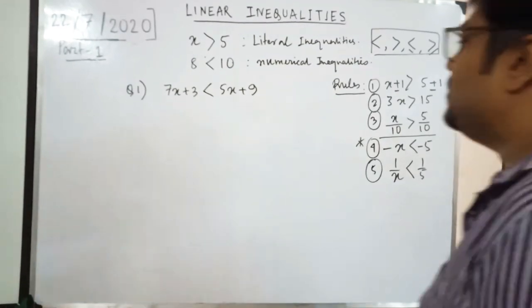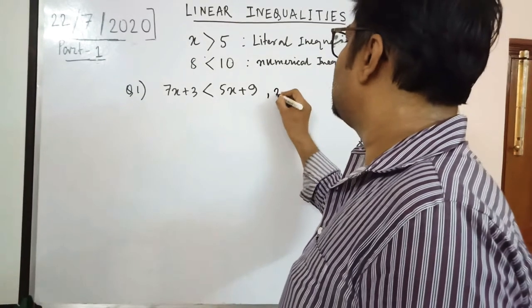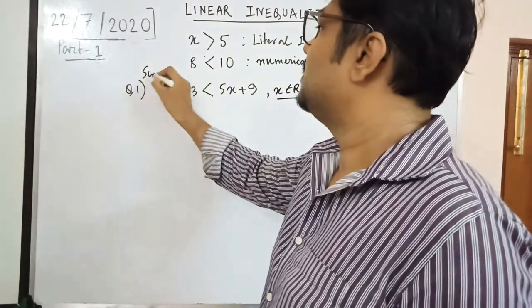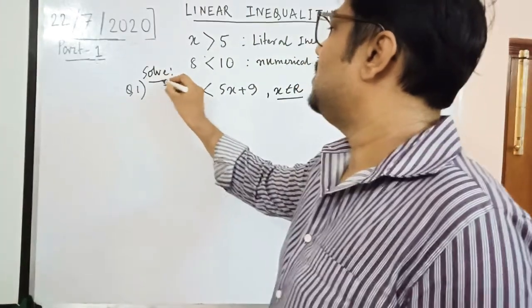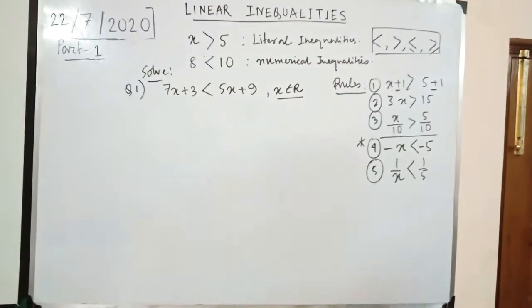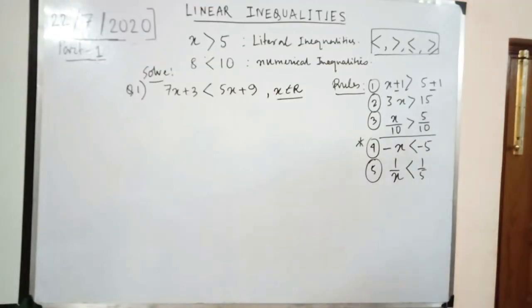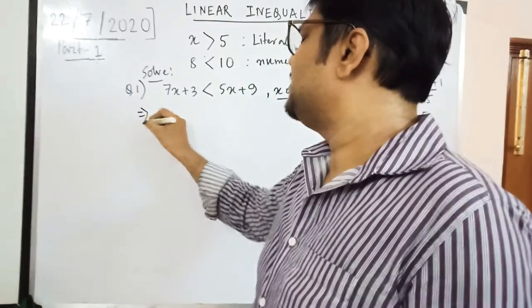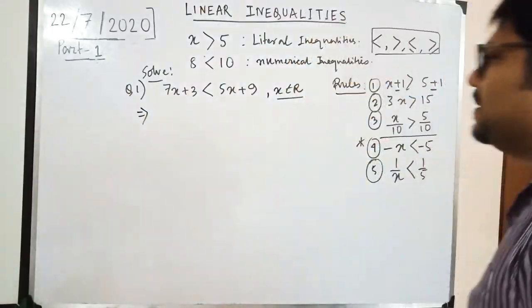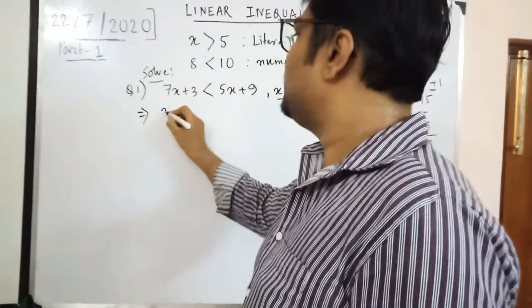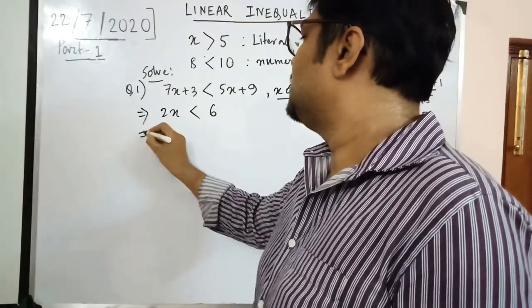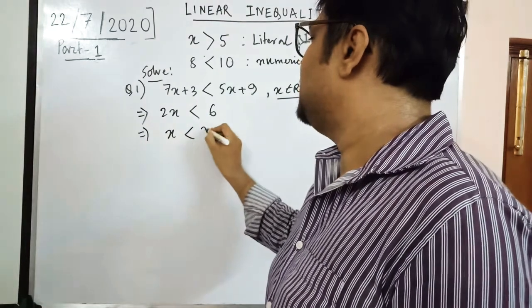Okay, we get a sum over here. Say x belongs to real numbers, so we have to solve this: 7x plus 3 is lesser than 5x plus 9. So what to do? It's kind of an equation like thing only. So you move this 5x to this side, you get 2x lesser than, 3 moves to this side, you get 6. So you get x is lesser than 3.